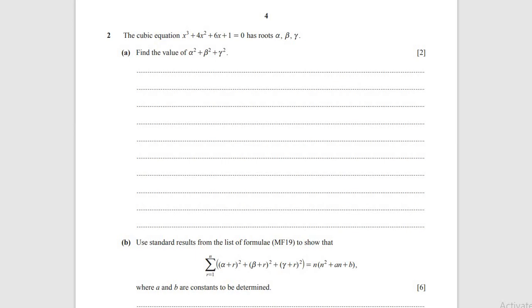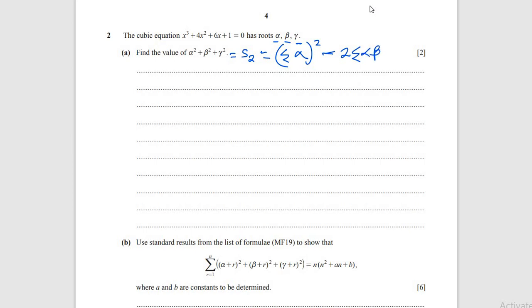Number 2 is a cubic equation: x cubed plus 4x squared plus 6x plus 1 equals 0. The roots are alpha, beta, and gamma. We have to find the value of alpha squared plus beta squared plus gamma squared, which is the same thing as S2. Now, what's the formula for S2? Okay, so the formula for S2 is the summation of alpha all squared minus 2 times the summation of alpha beta.